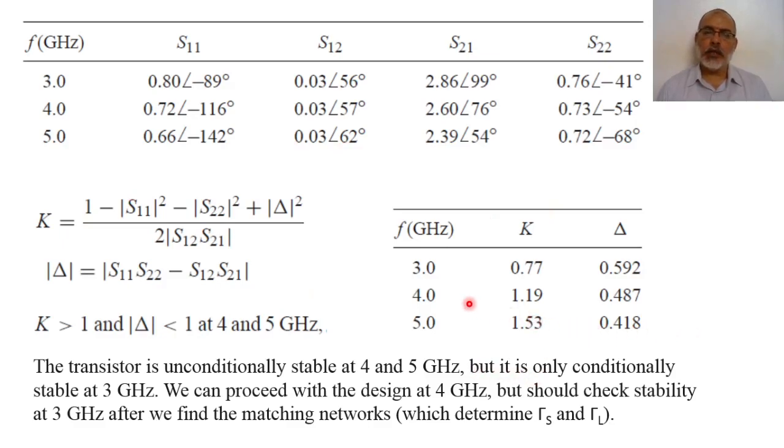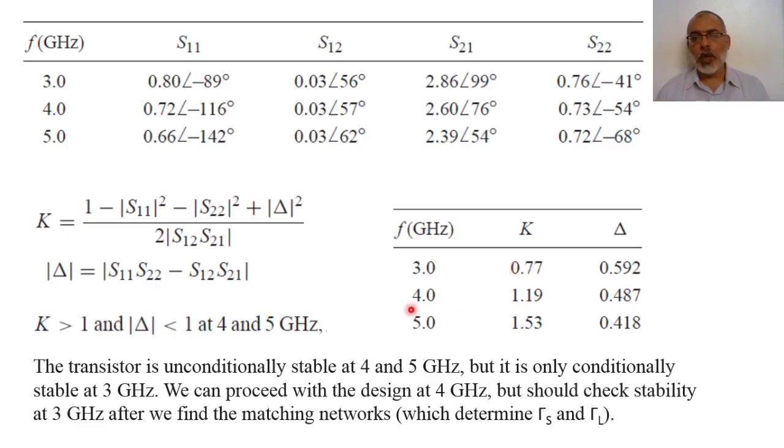It is clear that at 4 GHz and 5 GHz, the value of K is greater than unity, and the value of delta is less than unity. So at 4 GHz and 5 GHz, the transistor is unconditionally stable. Any value of gamma source or gamma load will be acceptable, and the transistor will be stable. However, for the frequency 3 GHz, the value of K is less than unity. So at 3 GHz, the transistor is conditionally stable.